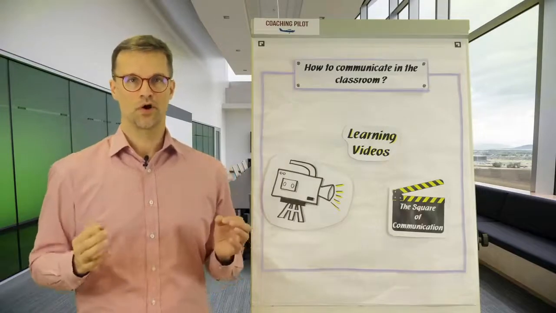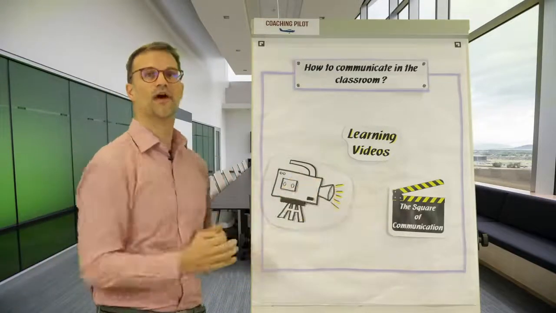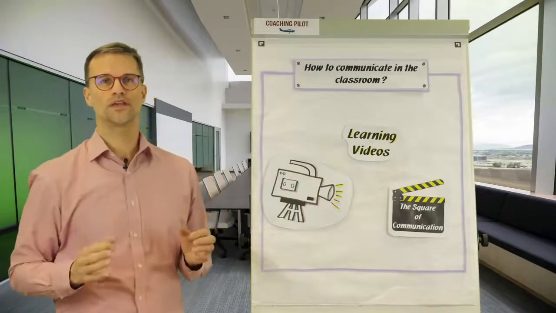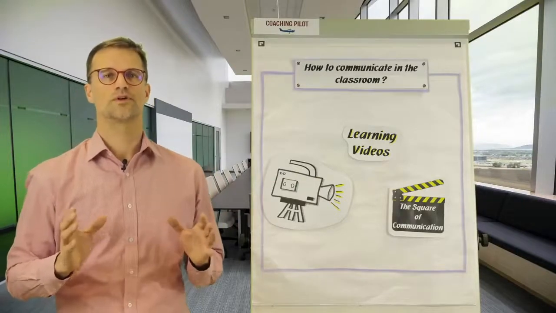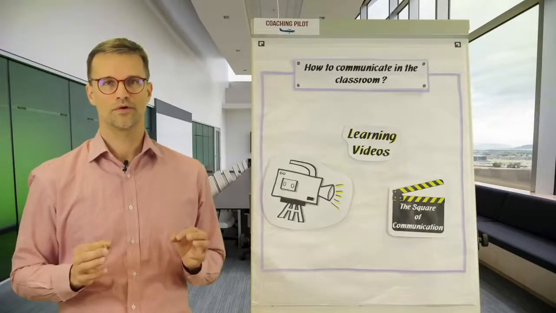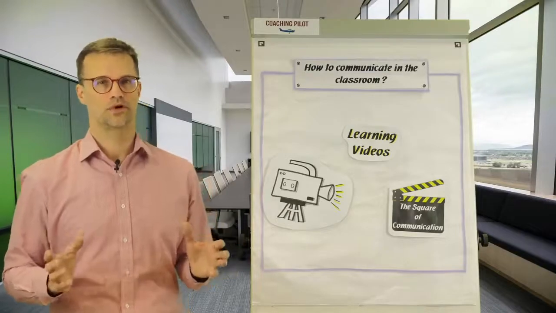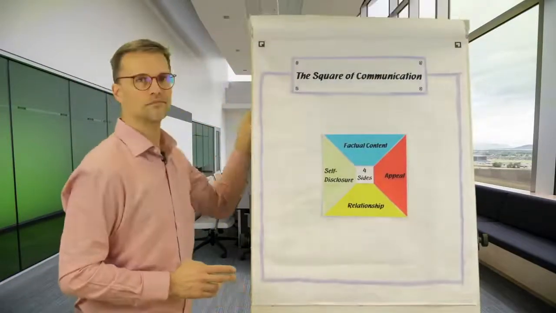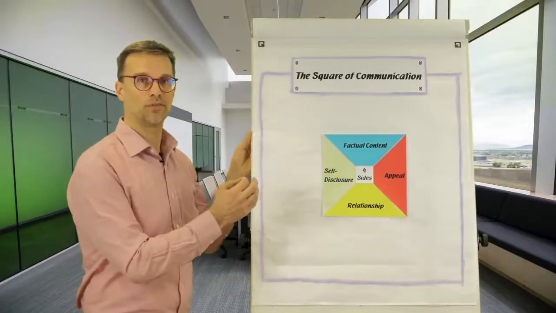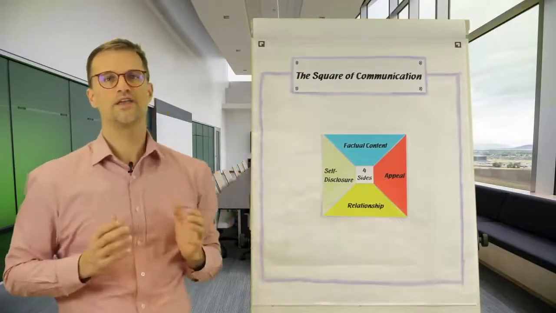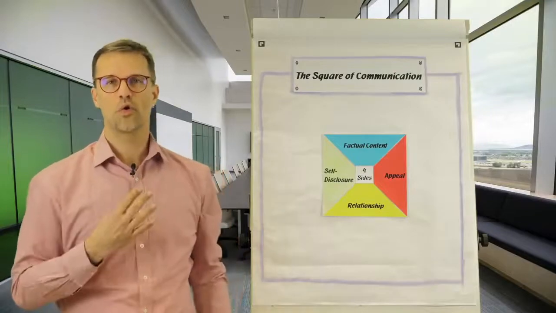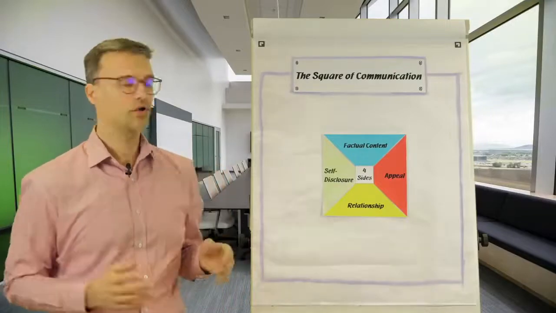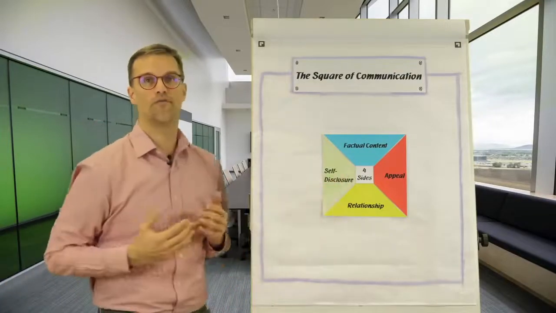The model is called the Square of Communication and was developed by the German communication expert, Professor Friedemann Schulz von Thun. So let's have a look at the model and how it works. According to the model, everything we say, each message we send, has four sides to it. This is known as the four sides of a message.